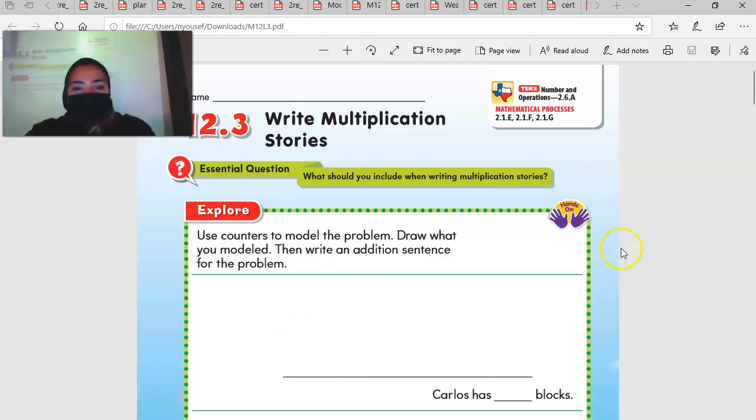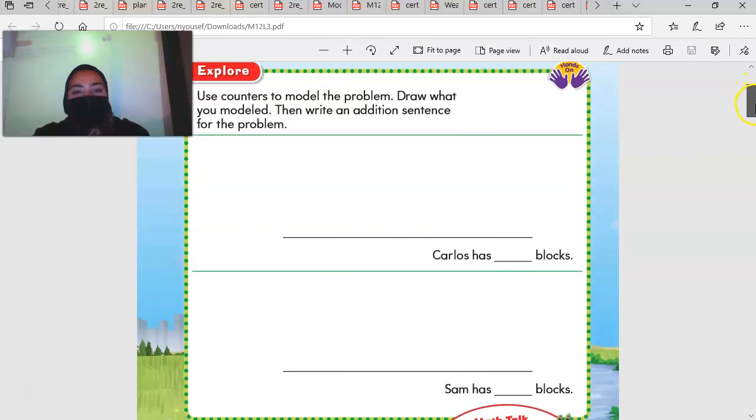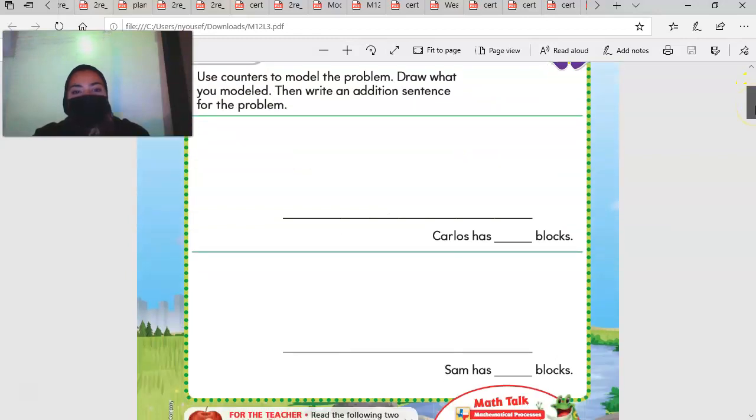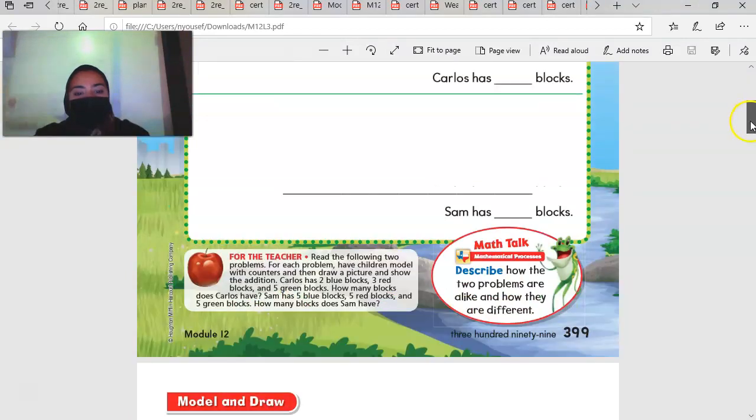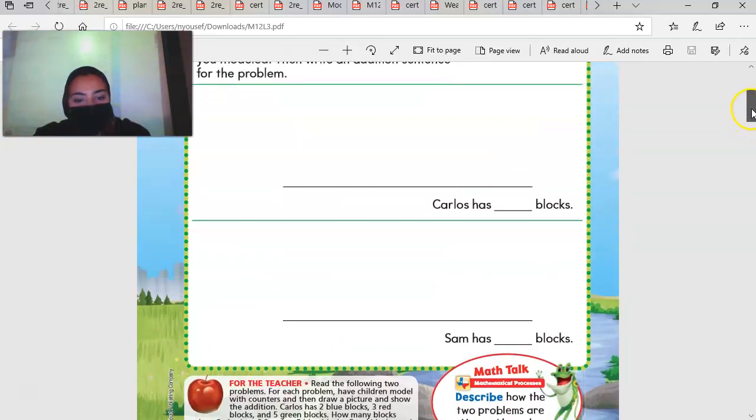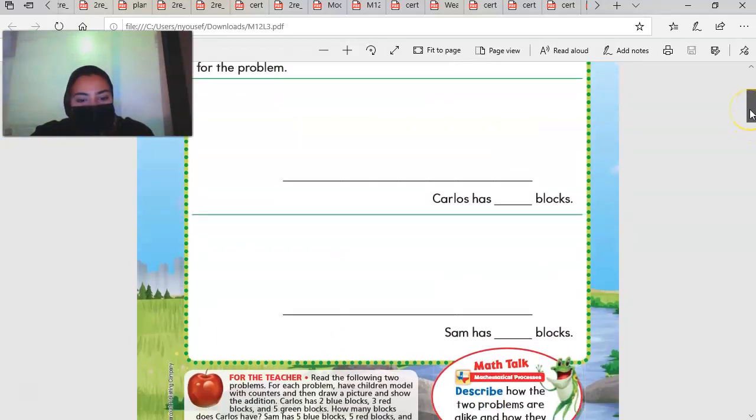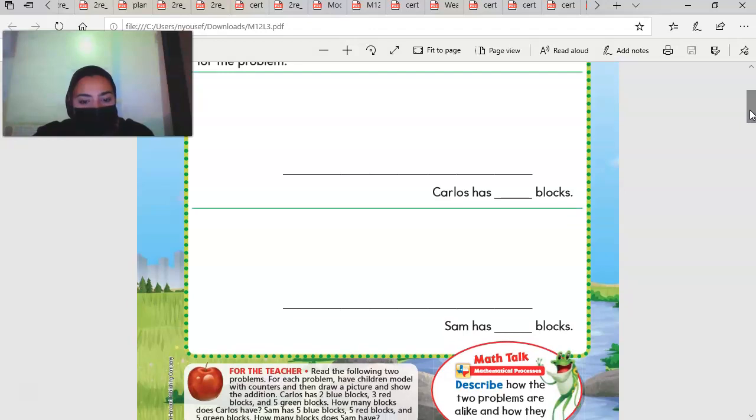Okay, anyway, let's keep going. What should you include when writing multiplication stories? So use counters to model the problem, draw what you modeled, then write an addition sentence for the problem. Let's read the problem. It says, have children model with counters and then draw a picture and show the addition.